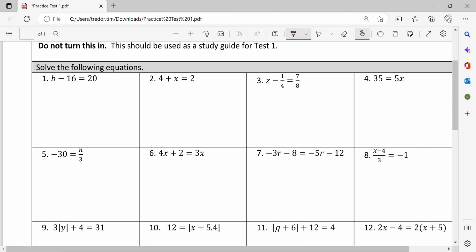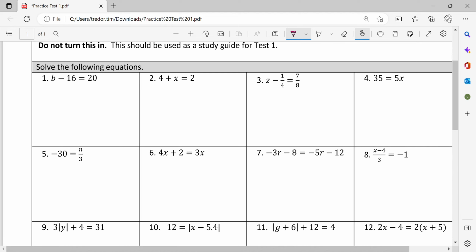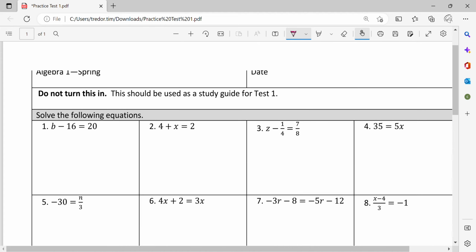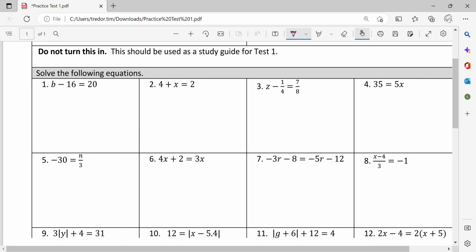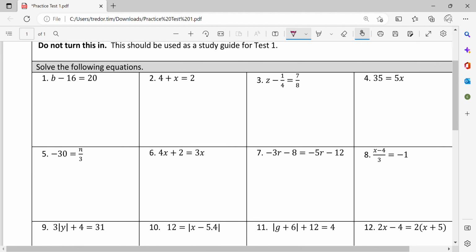Alright, this is the walkthrough for test number 1, practice test. In this video I'm going to be going through each of these problems step by step. You should see the work as I talk about it and be able to hear about it. So we're going to start with problem number 1.